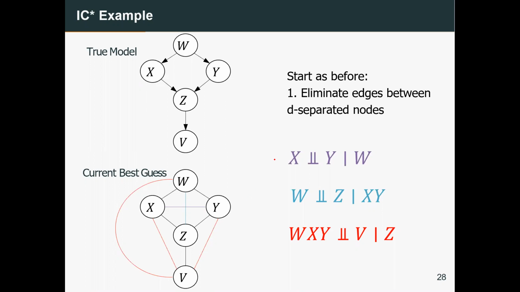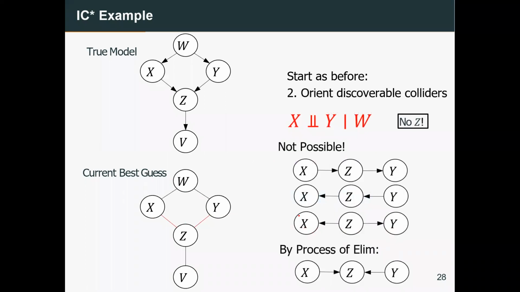I've color coded it. I don't know if the color coding shows up well, but this one's this edge, this one's this edge, and then the red ones are this and this edge. So we can remove all of those edges. This is all done in the first step of the IC algorithm as well. Similarly, we're going to try to find as many colliders as we can, with the exact same logic as before. We're going to find X going to C and Y going to C.